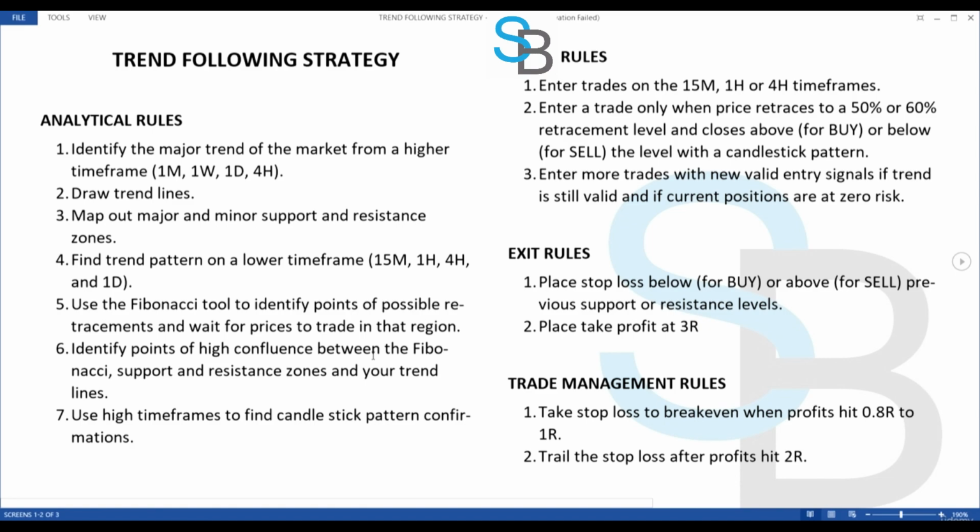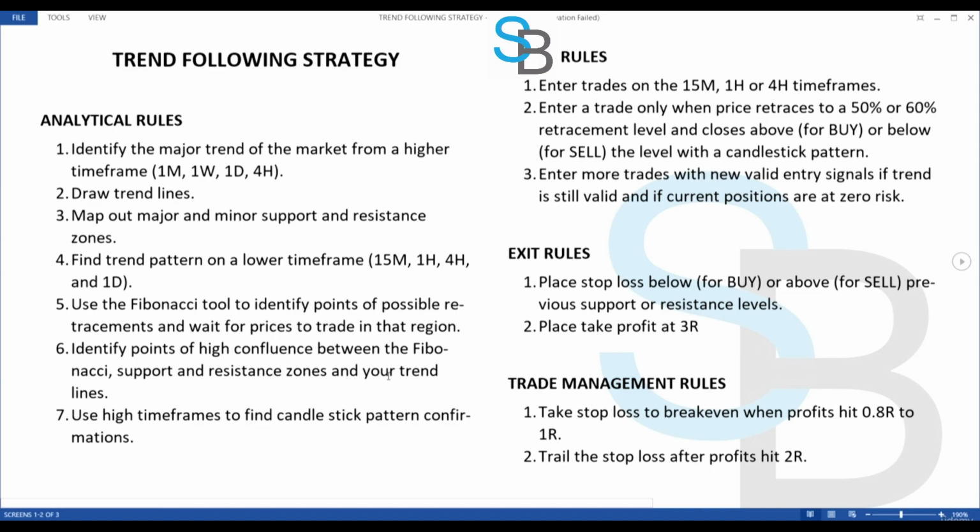You have to identify your areas of confluence where these things meet. If it's a valid retracement point, you will see that it falls on a 50% Fibonacci level or a 61% Fibonacci level, and you see that there are possible reactions at that level where you see multiple demand and supply zones or support and resistance zones, right?